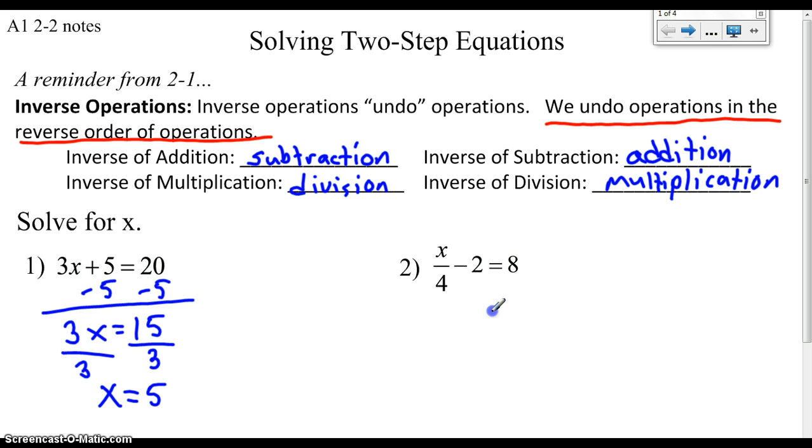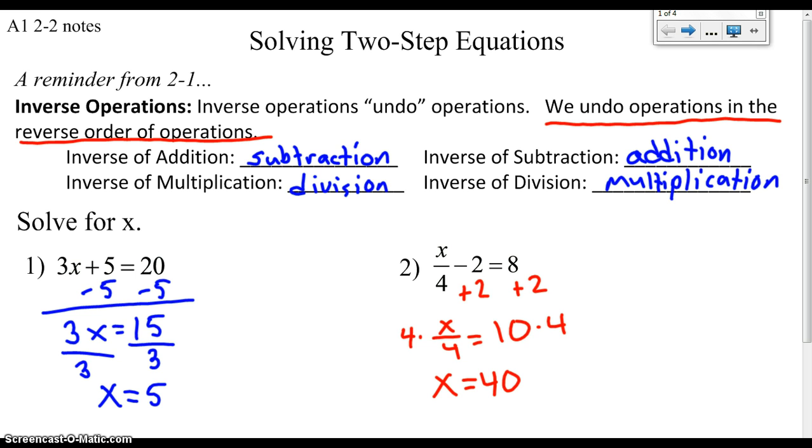Up next on number 2, you can see we have x divided by 4 minus 2 equals 8. So my first step is going to be to undo the subtraction. We will add 2 to each side. X divided by 4 then would equal 8 plus 2, or 10. And in order to get x by itself, I need to multiply by 4 on both sides, and I'd have x equal to 40.